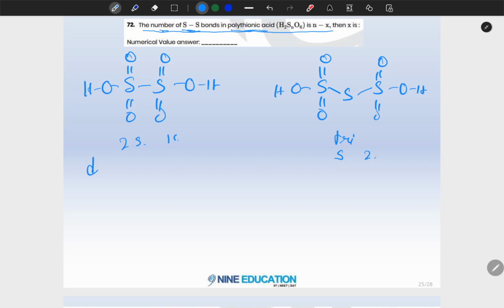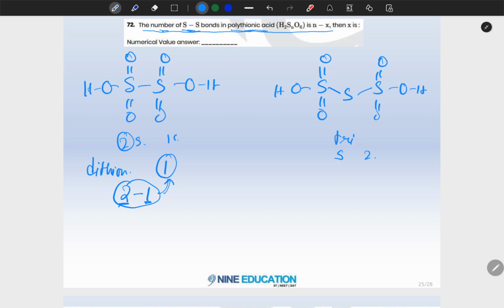So consider dithionic acid over here. How many S-S bonds are present? Only 1. How are we getting this value? We are getting this value from this expression. The number of sulfur is 2, and when we subtract 1 from the number of sulfur, I get the number of S-S bonds.